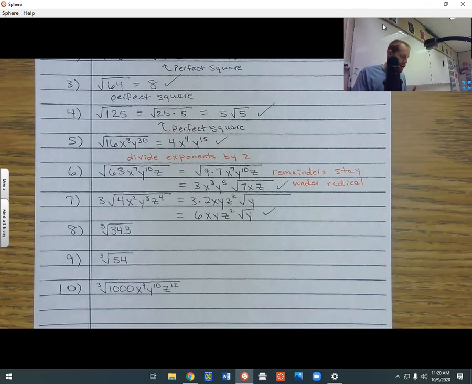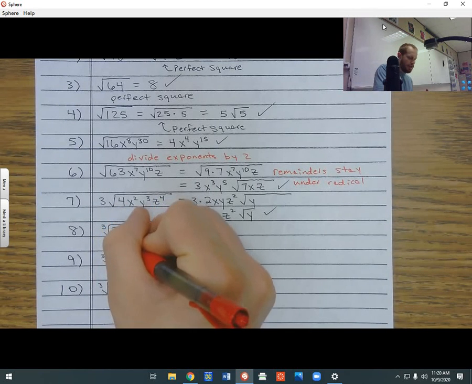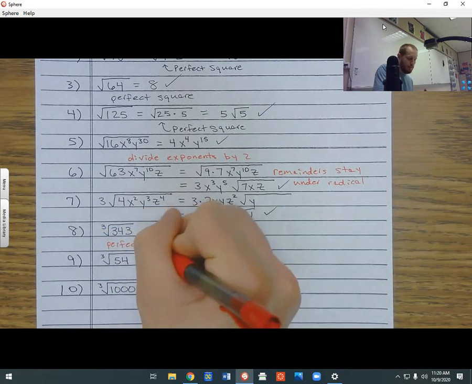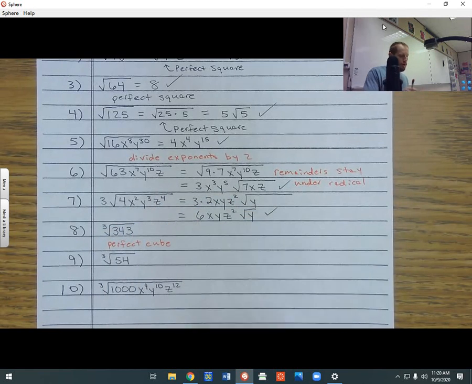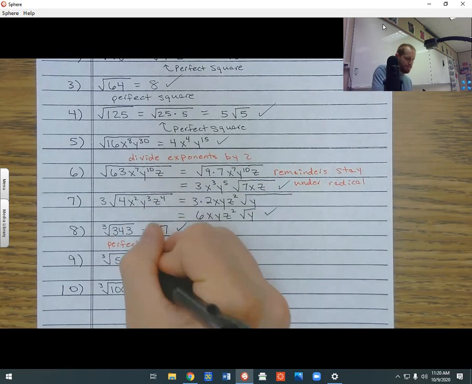Okay, let's do cube roots. Notice that 343 is a perfect cube, so I can take it out as a cube root, right? So the cube root of 343 is 7, so the whole thing comes out as a 7, and I'm done. Alright, let's look at the next one.